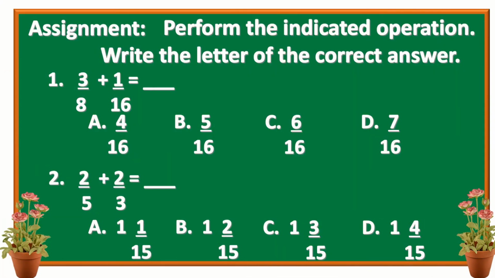So for your assignment, you perform the indicated operation. Write the letter of the correct answer. This is not in your learning activity sheet, so you will now copy these numbers. Number 1 is 3/8 plus 1 over 16 equals blank. You copy first everything. Number 2, 2 over 5 plus 2 over 3 equals blank. And copy again the answers, the letters, the choices. Okay, you're done.